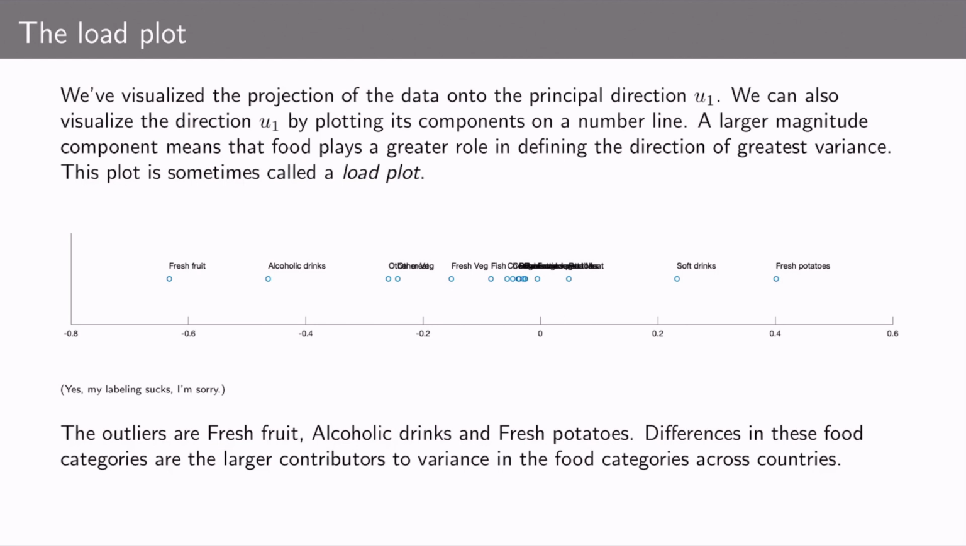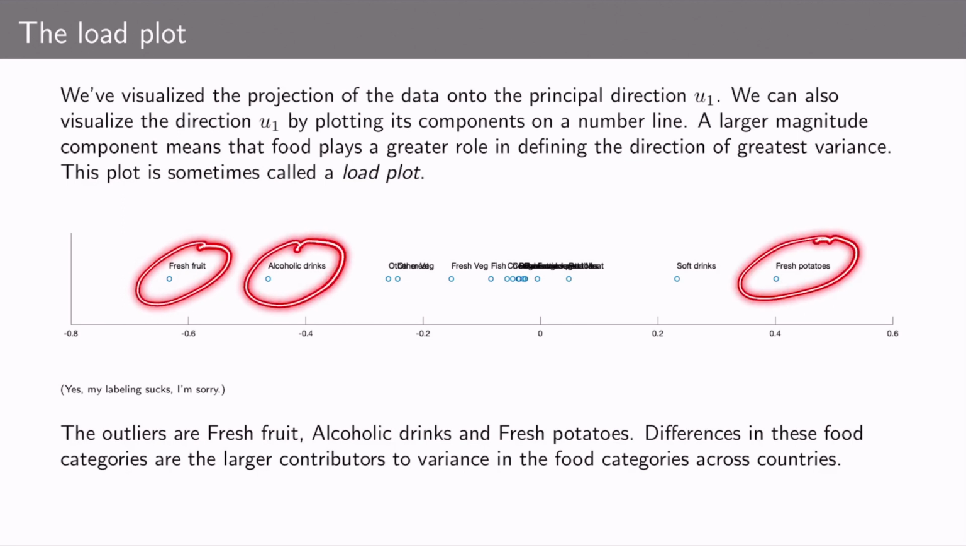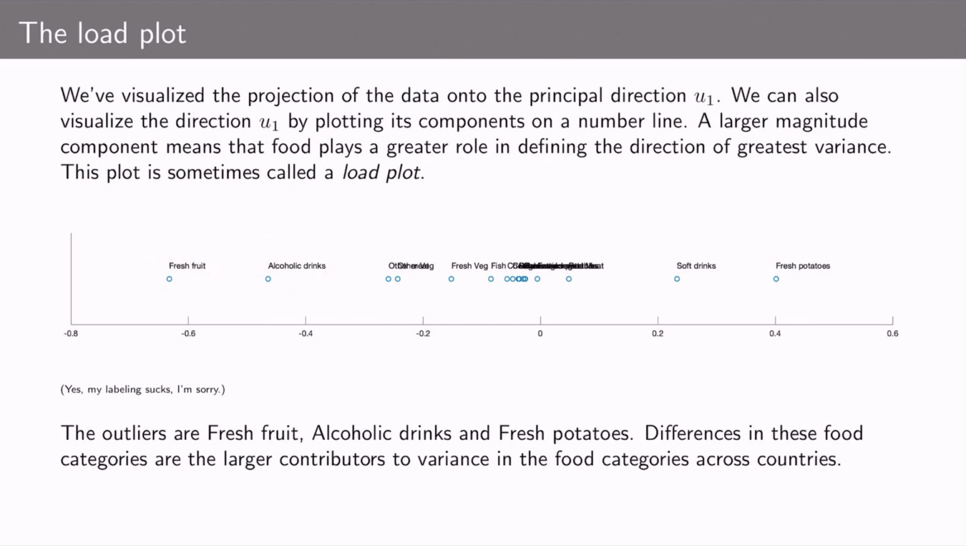A component of 0 in U1 would mean there's no variance in the principal direction for the variable corresponding to that component. Components of smaller magnitude mean that the variable is accounting for less of the variance in the principal direction. The variables with the largest components in U1 are fresh fruit, alcoholic drinks, and fresh potatoes. These are the variables that are contributing the most to the variance in food consumption across countries.